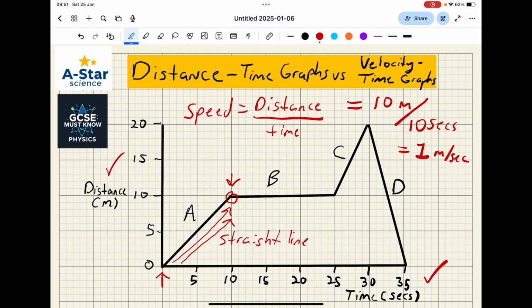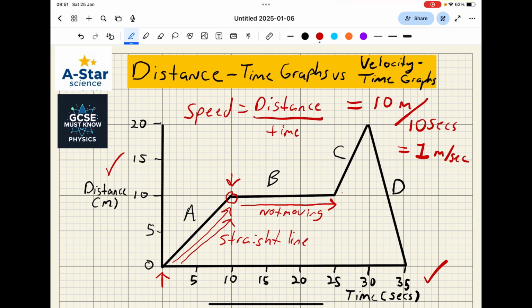Now, if we look from 10 seconds on at point B, the object is not moving. It's not moving at all. How do I know this? That's because the distance is not changing. It's remaining at 10 meters. So effectively, the object has stopped.